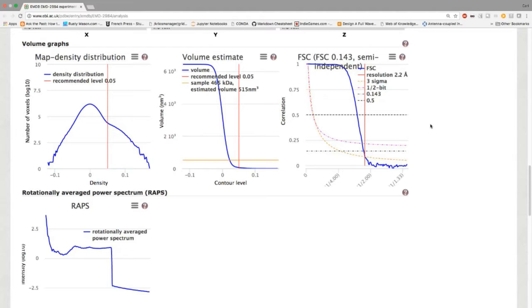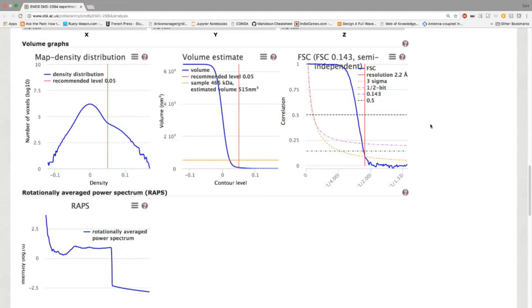But of course, that doesn't exclude the possibility that as you come down in contour level, you might be adding noise. So again, this red was what the depositor told us was a reasonable contour level. And in this case, they did provide their FSC curve, so you see it here. And then there's a rotationally averaged power spectrum.